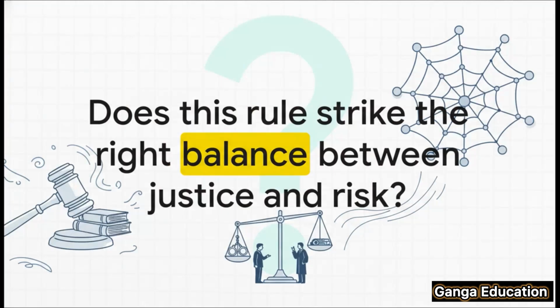And this leaves us with a really critical question to think about. There's no doubt Section 10 is a powerful weapon against criminal networks, but it comes with a serious risk, the risk of convicting someone based on what other people did, things they might not have ever even known about. So, does this law strike the right balance between justice and fairness? It's a tough question, one that courts and lawyers still grapple with every single day.